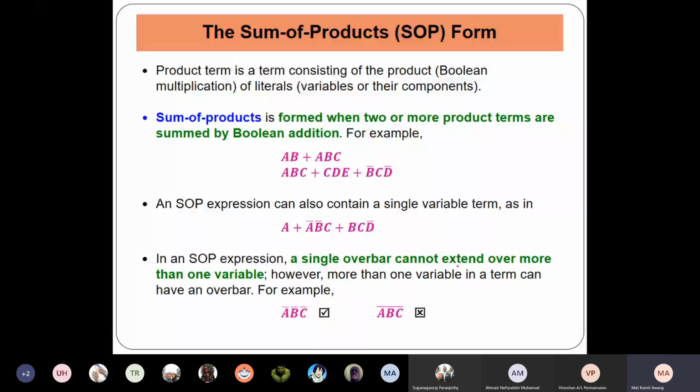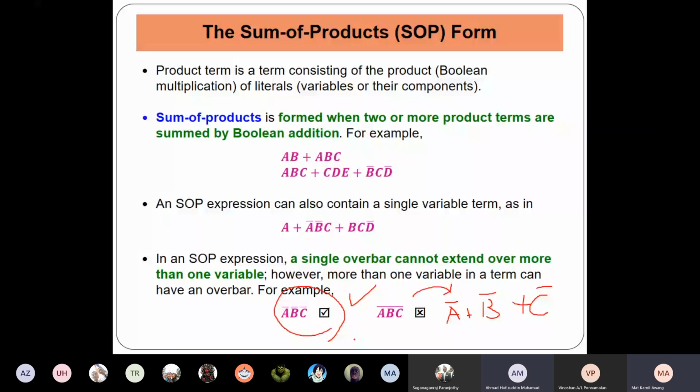In a sum of products expression, a single over bar cannot extend over more than one variable. However, more than one variable in a term can have an over bar. For example, A bar B bar C bar is a correct term for sum of products, but not the bar over A B C bar. So this is the correct form, and this is not the correct form, because this one you can reduce to A bar plus B bar plus C bar. Okay, so this is the correct form of a sum of products.